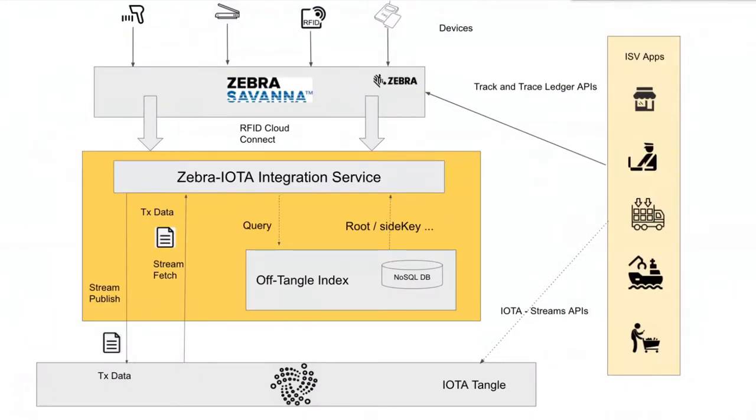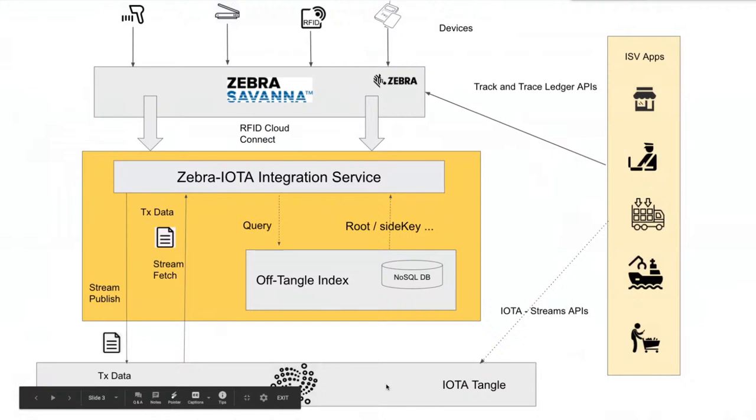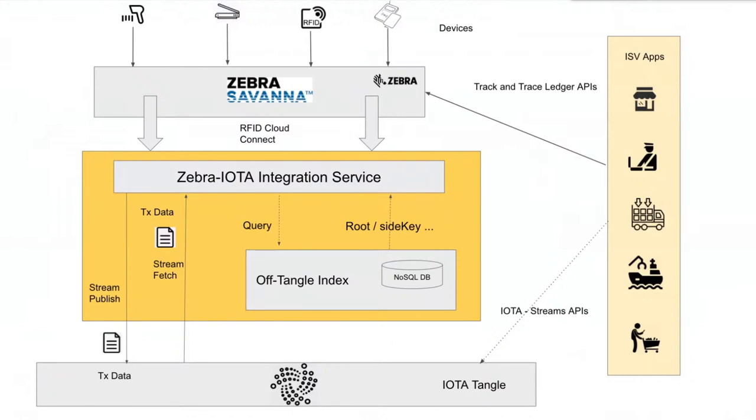Following up on what Dino has presented, I would like to introduce the architecture of the Track and Trace Ledger API, the implementation of the API. Essentially, using the hooks that Zebra Savanna provides, we are able to receive all the data from the devices, particularly from the readers, and publish that data into the Tangle. But how do we do that? Well, the data on the Tangle is published through an IOTA stream. So essentially, we can organize and group the data in an IOTA stream. How do we group the data? Well, the data is grouped by RFID reader or by RFID tag.